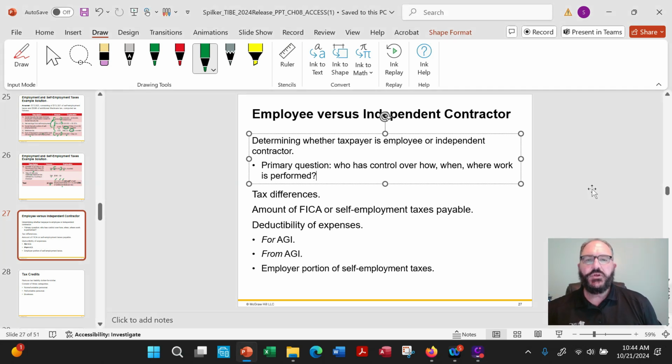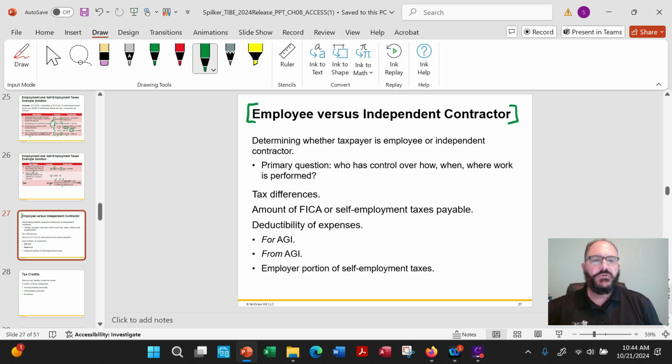So here we're going to take a look at employee versus independent contractor. By the way, a lot of folks play around with this. I think there's like 15 criteria, but the primary question is this: these 15 questions come to establish who has control over how, when, and where the work is performed?